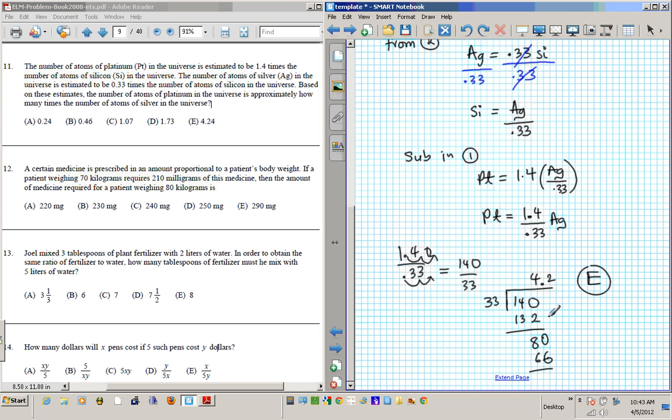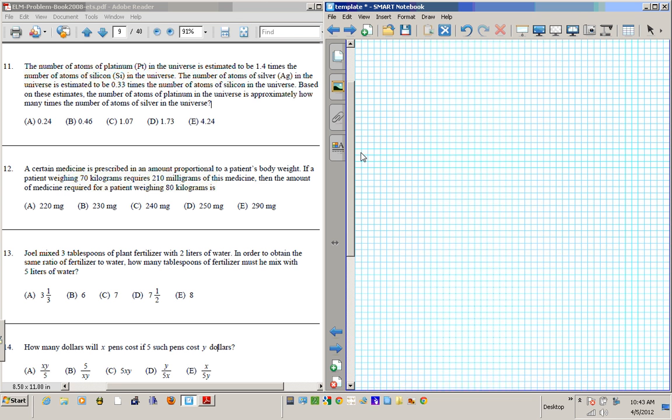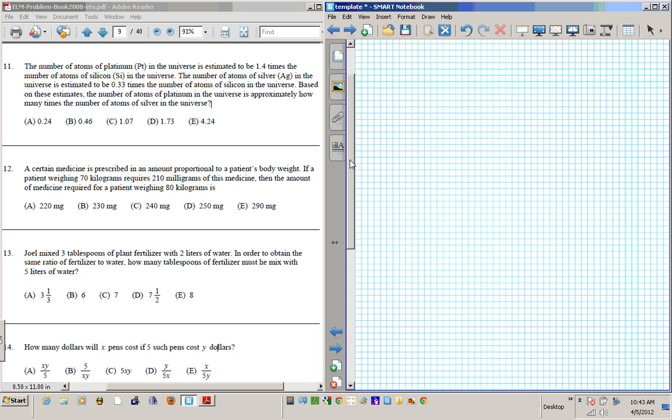Alright, let's move on to question 12. And question 12 says, a certain medicine is prescribed in an amount proportional to a patient's body weight. If a patient weighing 70 kilograms requires 210 milligrams of this medicine, then the amount of medicine required for a patient weighing 80 kilograms is, since there's a proportionality here, we can express them as two fractions, okay? And then we solve for the unknown, all right?